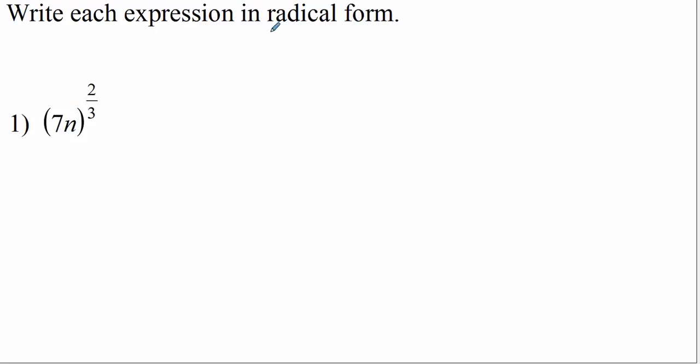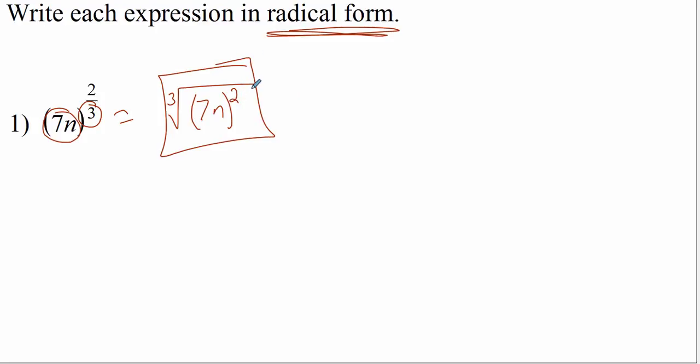What I want to do is write this in radical form. Radical form is I need some sort of root. My denominator is the index. My base here, which is actually 7n, all of that is going to be raised to the 2 power. This is your answer. Okay?